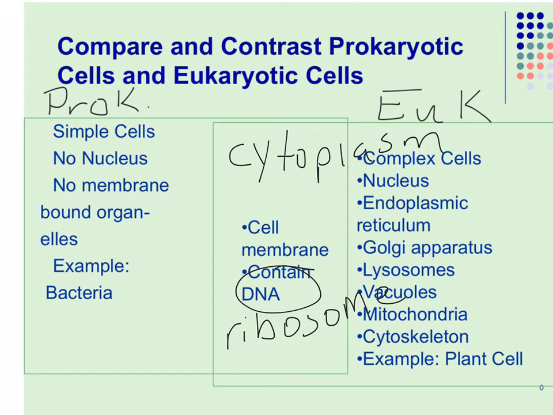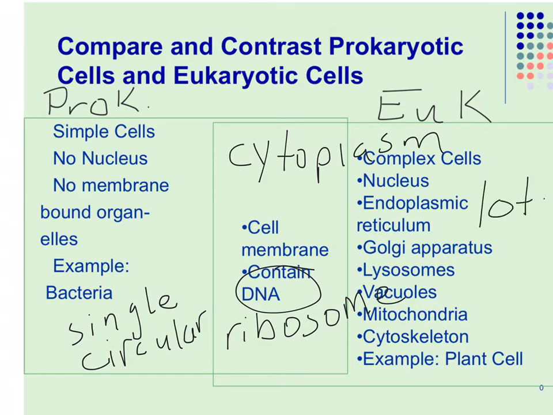For prokaryotic cells, we could add over here that it is a single circular strand. And then for eukaryotic cells, we have lots and lots of DNA inside of our nucleus. And remember, our DNA is in the shape of a double helix.